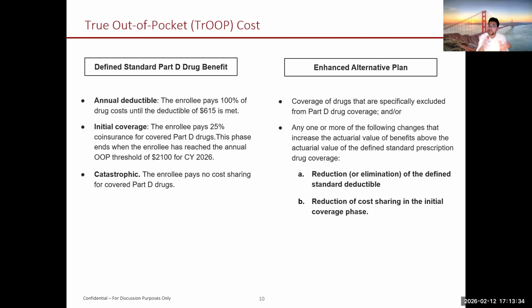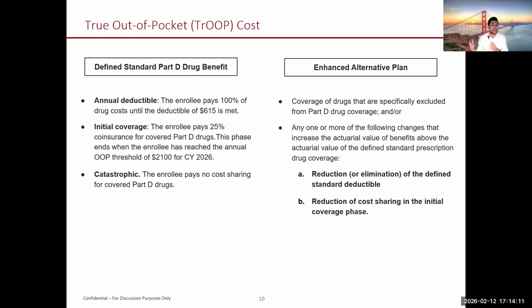Now, I would say in my experience, most people actually have an enhanced alternative plan. They don't know this, but they do. The way you can tell is that either your deductible is smaller, very rarely is it zero, usually it's some fraction, maybe $300, not the full $615. Or you have a reduced cost share, meaning instead of paying the max 25% for the cost of the drug, maybe you only pay 18%. Or maybe you have a flat $47 copay. Those are enhanced alternative plans.